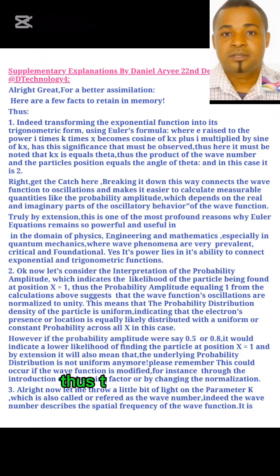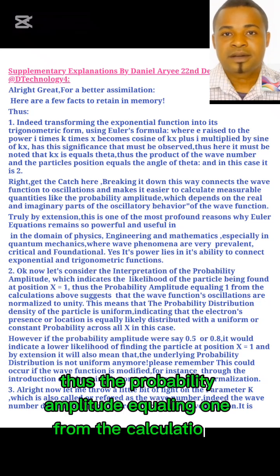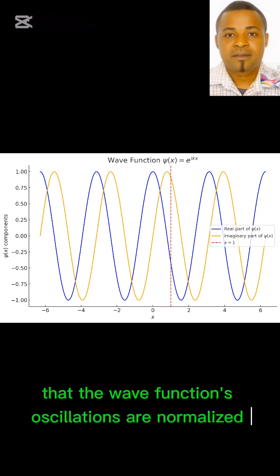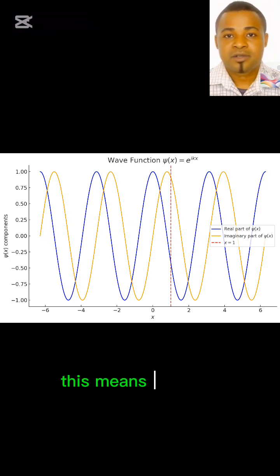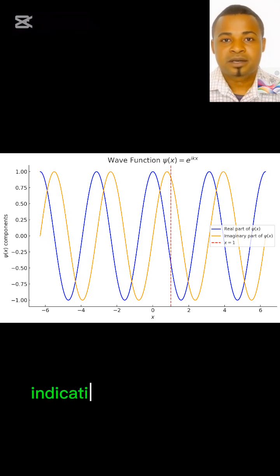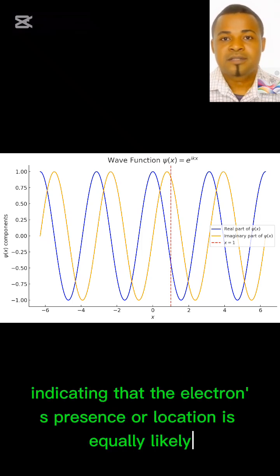2. Now let's consider the interpretation of the probability amplitude, which indicates the likelihood of the particle being found at position x equals 1. Thus, the probability amplitude equaling 1 from the calculations above suggests that the wave function's oscillations are normalized to unity.